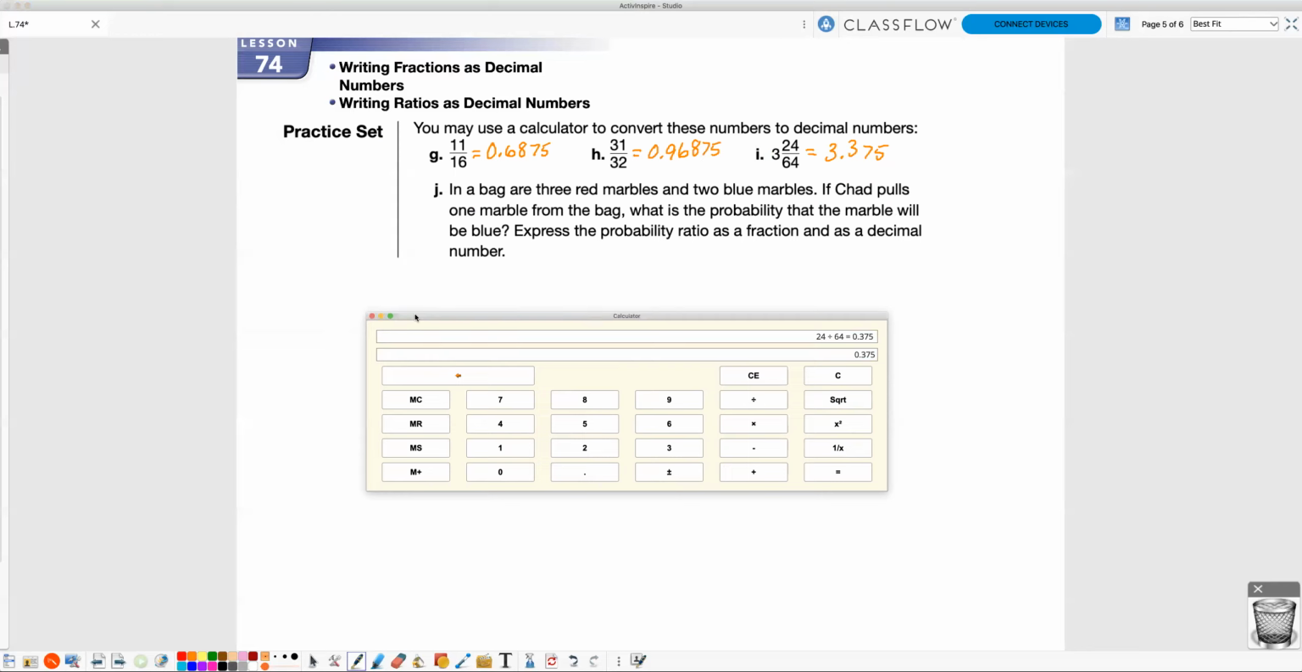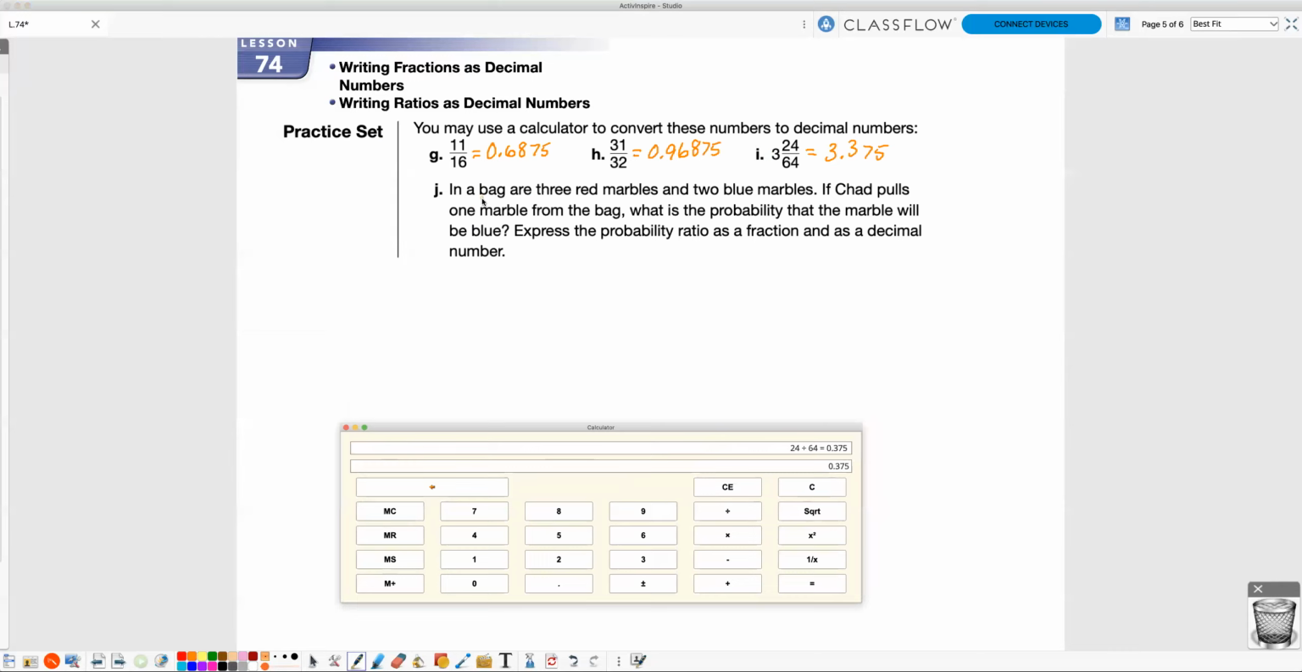And letter J. In a bag are 3 red marbles. So let me just do that. 1, 2, 3. And 2 blue marbles. 1, 2. If Chad pulls 1 marble from the bag, what is the probability that the marble will be blue?